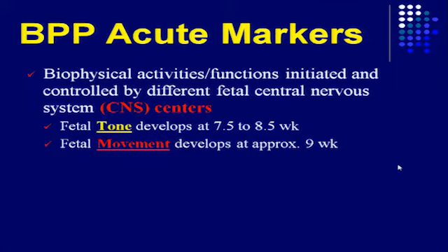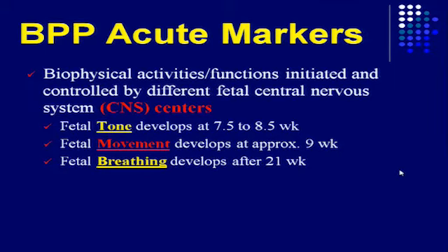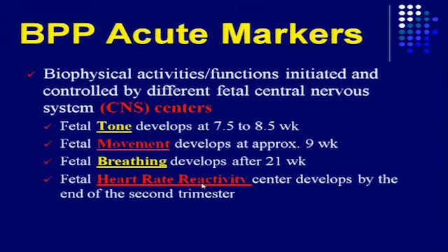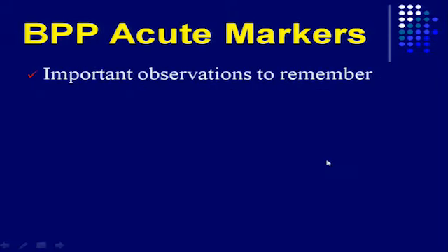Then movement is developed by about 9 weeks, those little bopping movements that we see them doing in the first trimester. Fetal breathing develops after 21 weeks, but very irregular in the beginning, becomes more evident as you get closer to delivery. And then the heart rate reactivity develops by the end of the second trimester. So we're looking at each of these components.